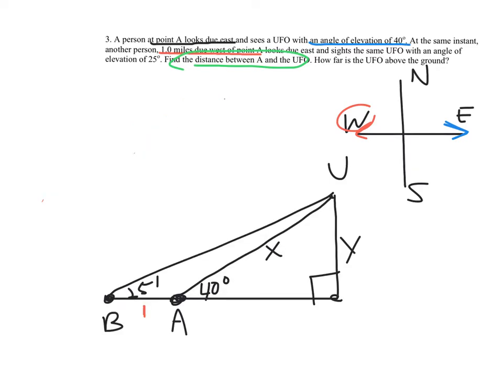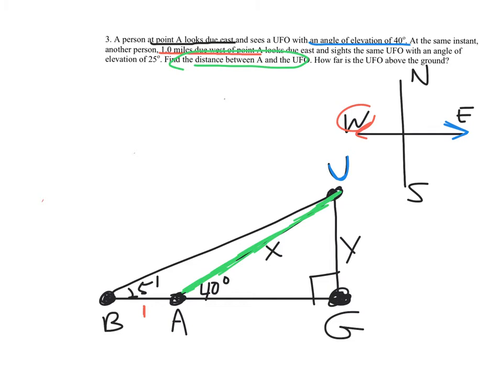Well, what I'm going to do is throw in some other letters up here. Maybe I'll call the UFO point U, and then I have points B and A. Maybe I'll call this point down here, that's on the ground, point G. And the first question is asking us to find this green line segment where X is labeled. And that is actually in two different triangles.